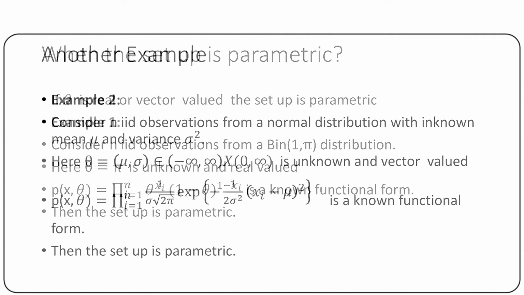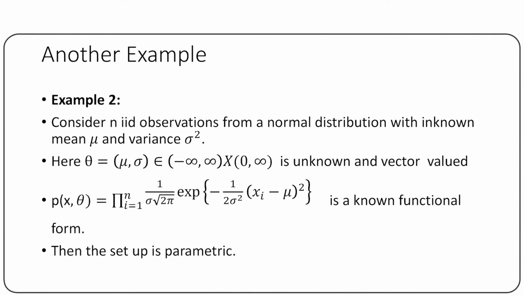Now, consider another example where xi are IID observations from a normal distribution with unknown mean mu and unknown variance sigma square. Then theta equal to (mu, sigma square) is unknown but vector valued, and the joint density, that is the product of individual normal density, is a known functional form. Therefore, omega is a subset of R square and it is a parametric setup.